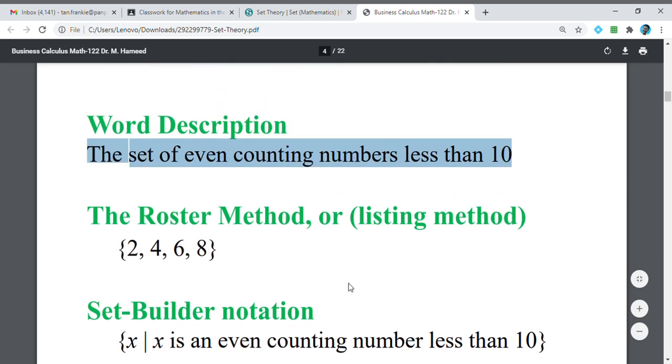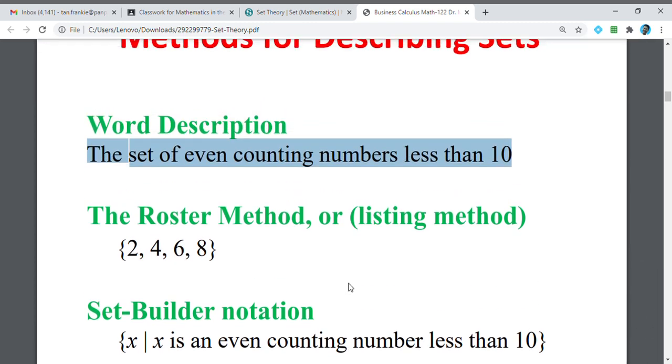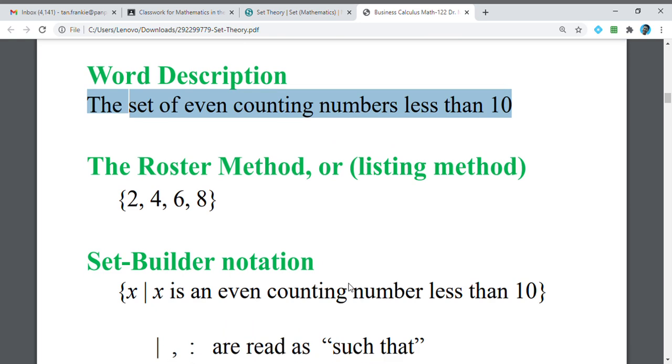Okay, so I repeat, we have the three ways or methods of describing a given set. We have word description, we have roster method, and we have set builder notation.